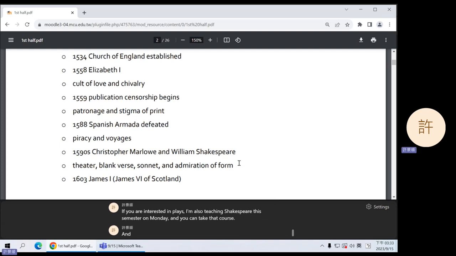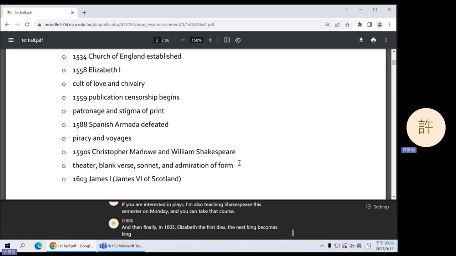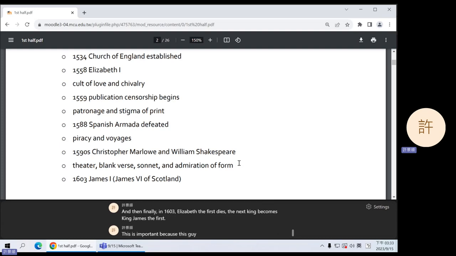And then finally, in 1603, Elizabeth I dies. The next king becomes King James I. This is important because this guy is not just another family member. He was the King of Scotland. At the time, Scotland and England were two different countries. Now, England is the Church of England, right? A Protestant church, 新教. Scotland was a Catholic country, 天主教.